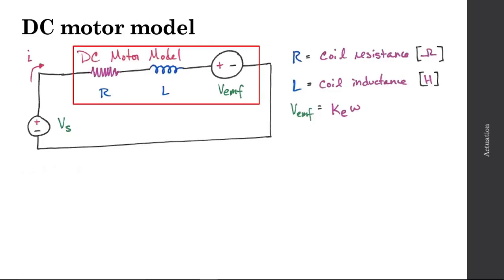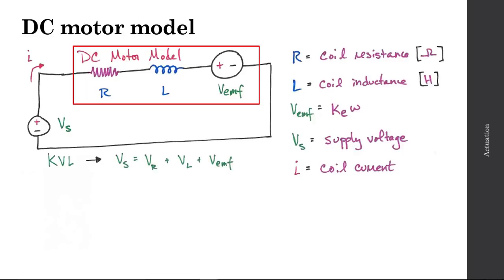So here is our DC motor model. We have a supply voltage of VS and a current supplied through my coil of I. Applying Kirchhoff's law around our loop, we see that VS will be equal to VR, the voltage drop across the resistor, plus VL, the voltage drop across the inductor, plus VEMF. Let's take a look at the voltage drop across the inductor. So VL will be equal to L times di/dt, the inductance times the derivative of the current through the inductor, or the change of current with respect to time.